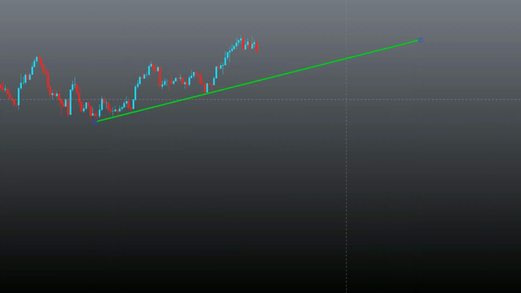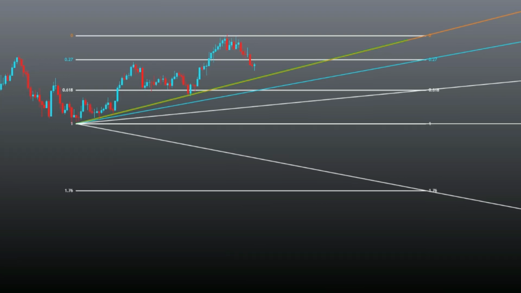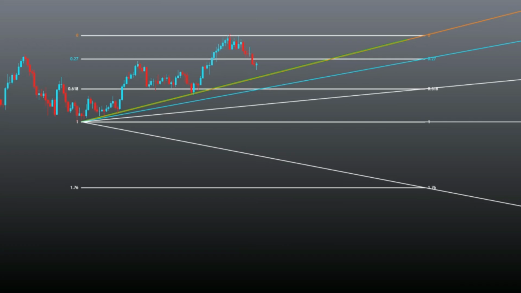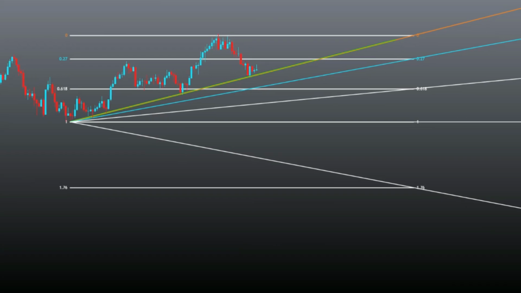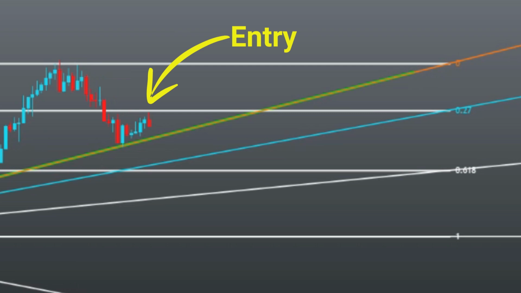The second step is actually our first strategy. I apply Fibonacci speed to this uptrend. First up, I have to wait for 0.27 line breakout. Once it does, I'll wait for a pullback. If completed, I'll enter a trade.